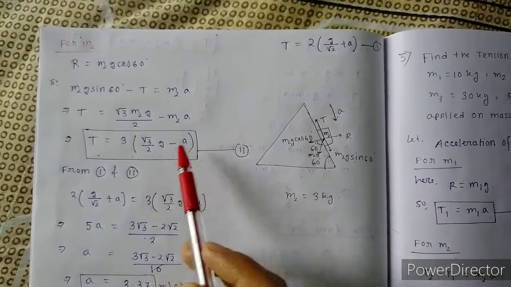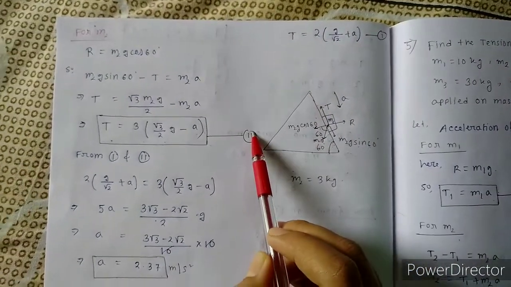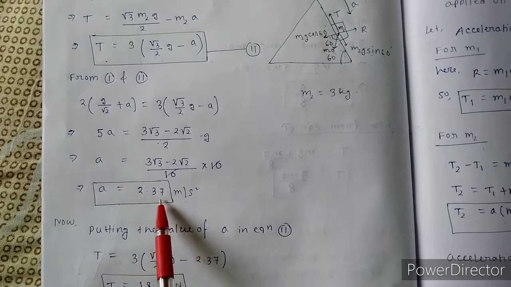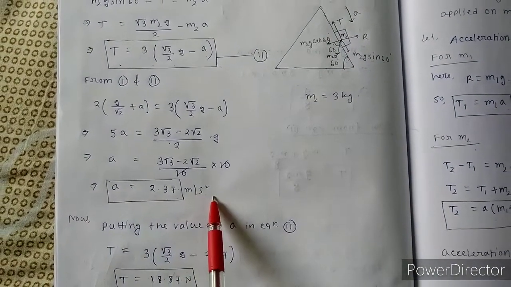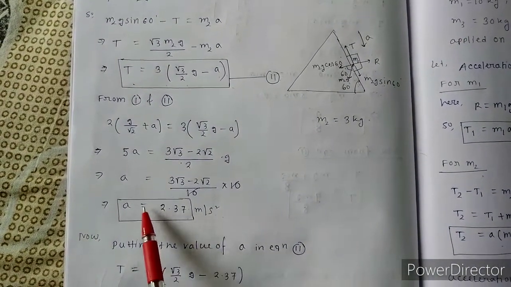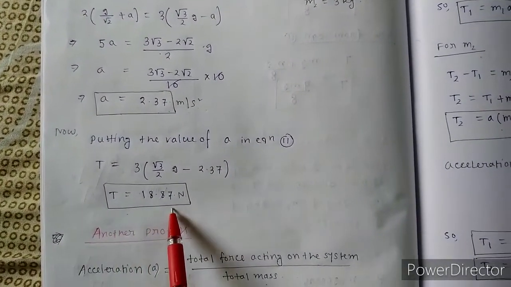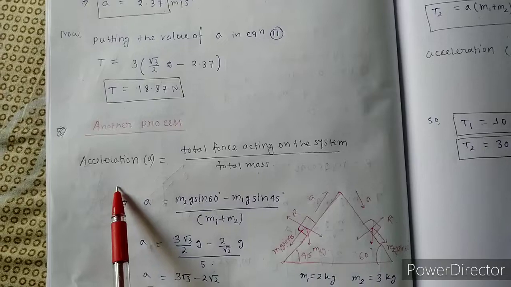Now solving equations 1 and 2, we get the acceleration of the system a equals 2.37 meter per second square, and putting the value of a in equation 2, we get tension T equals 18.87 Newton.